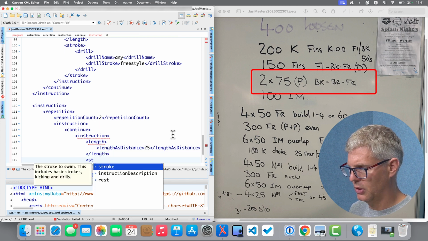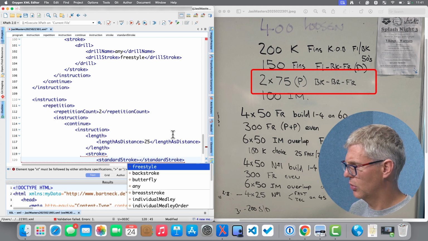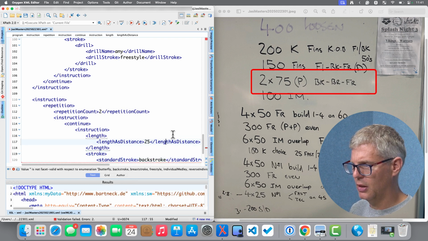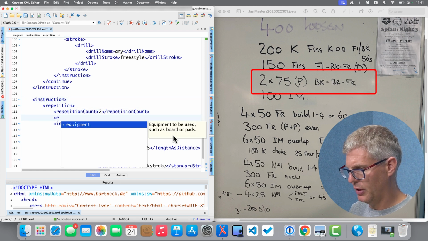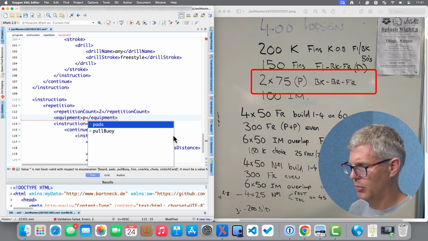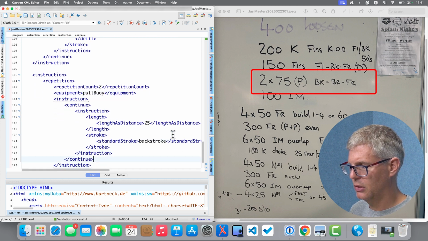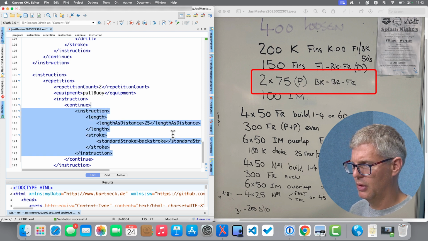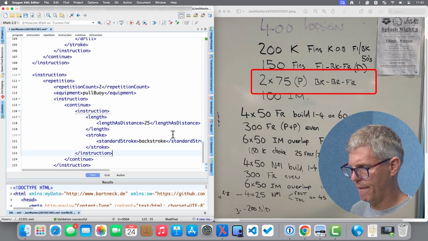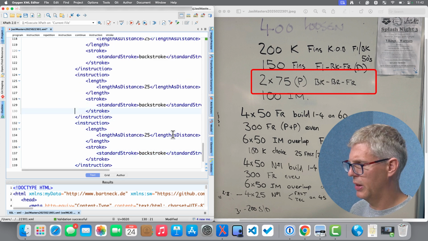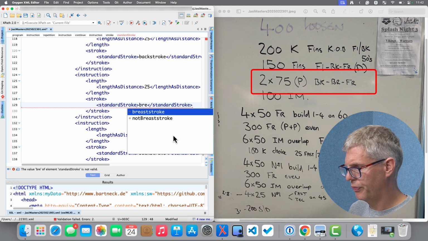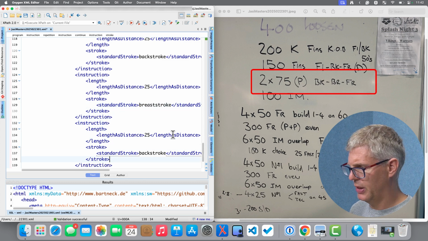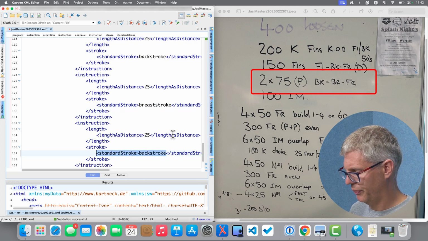And then we can put in a stroke, a standard stroke, backstroke. And we have some equipment here that applies to all of them. Pull buoy, that makes it faster. Do we have a rest? No, no rest. So it's just 25 backstroke followed by breaststroke followed by freestyle.